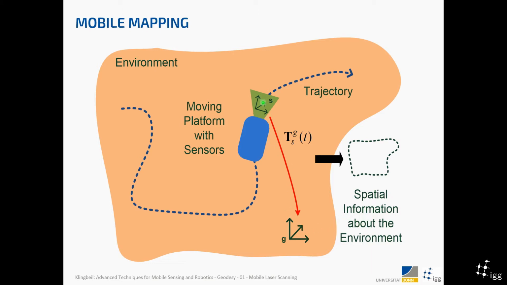So the idea is spatial information about the environment given in that global system. And what we need to do is, for each time the sensor, which is on the moving vehicle, is measuring something, we need to find a transformation between this measurement and the global coordinate system and to transform that information. And the result then is a map, a consistent map in a global system. So this is what's happening here in this mobile mapping context.